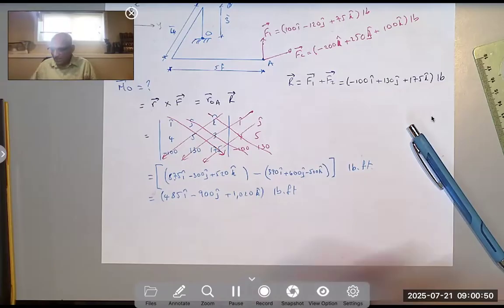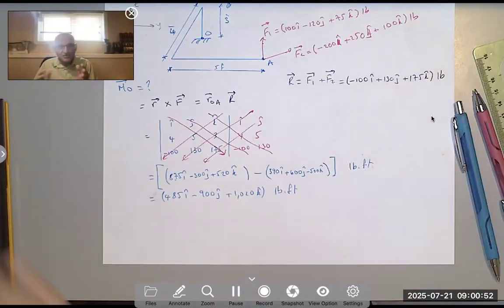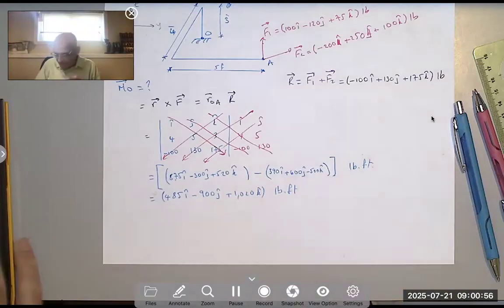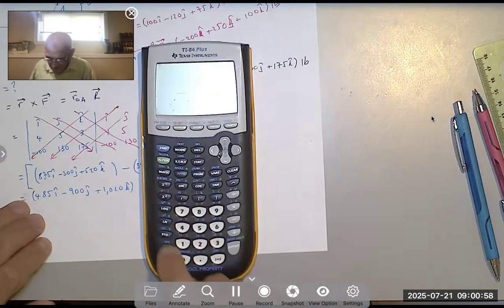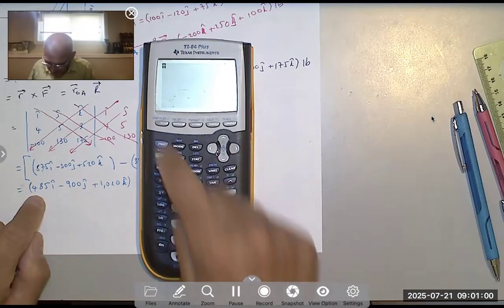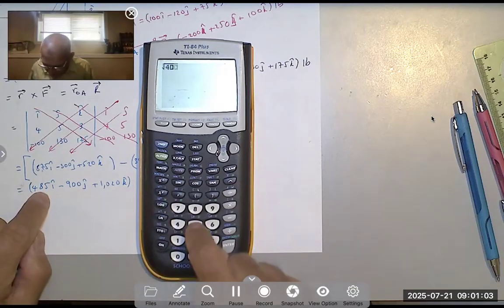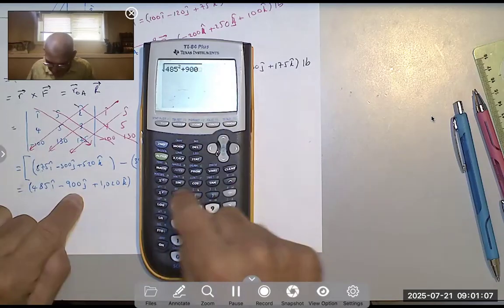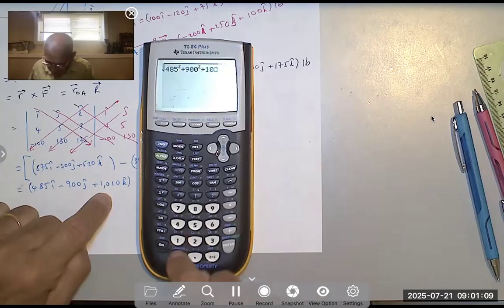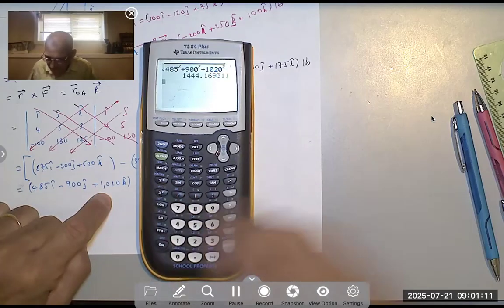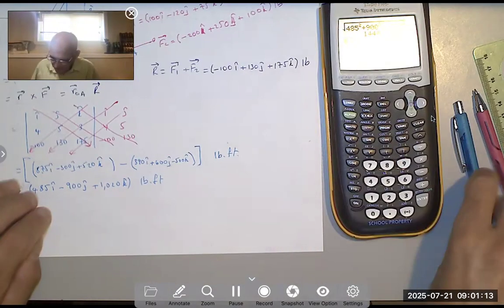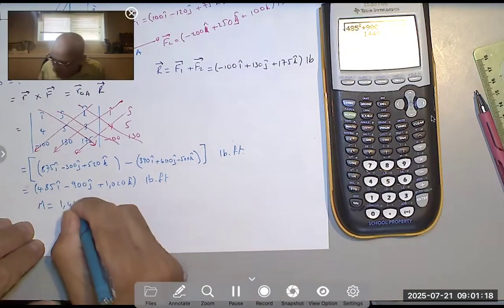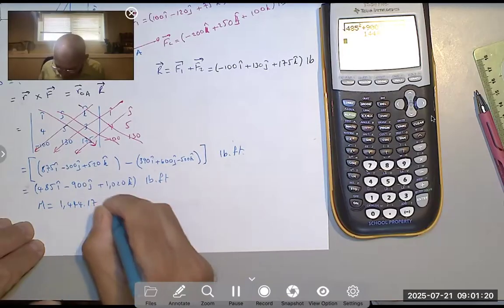You tell me, okay, can you find this moment as a magnitude and direction? Absolutely. You can use the Pythagorean theorem, and you say, what is the square root of 485 squared plus negative 900 squared plus 1020 squared? Under the radical, you get 1444. So the moment as a magnitude is 1444.17 pound-foot.